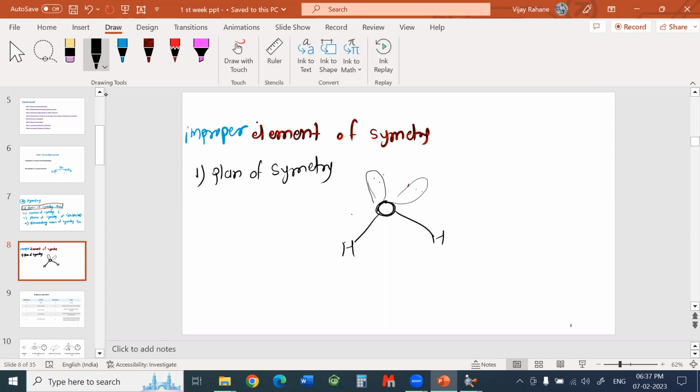Right? To this water molecule, if you pass a plane which is perpendicular to the plane of this slide, how will the plane be? The plane will be like this, right?